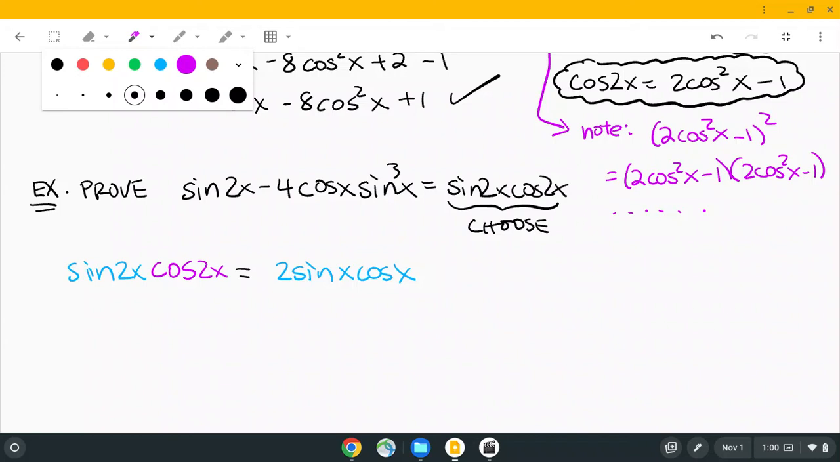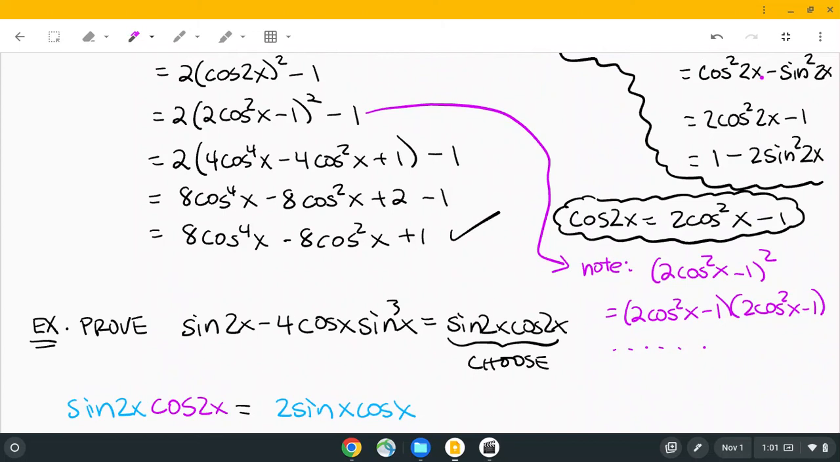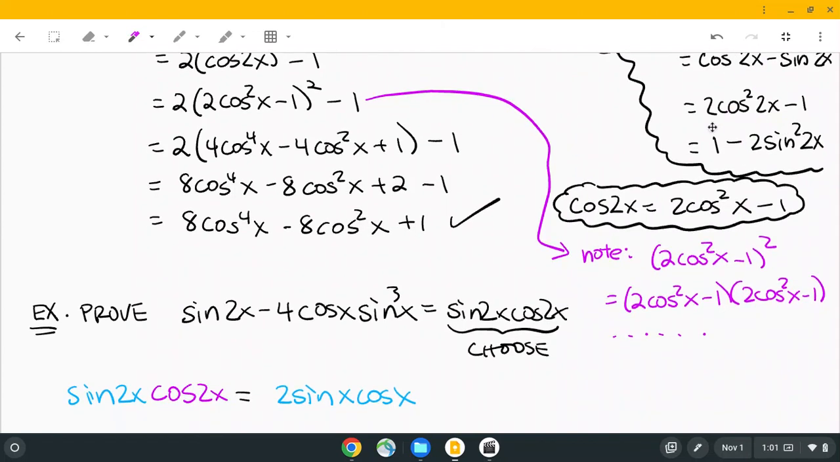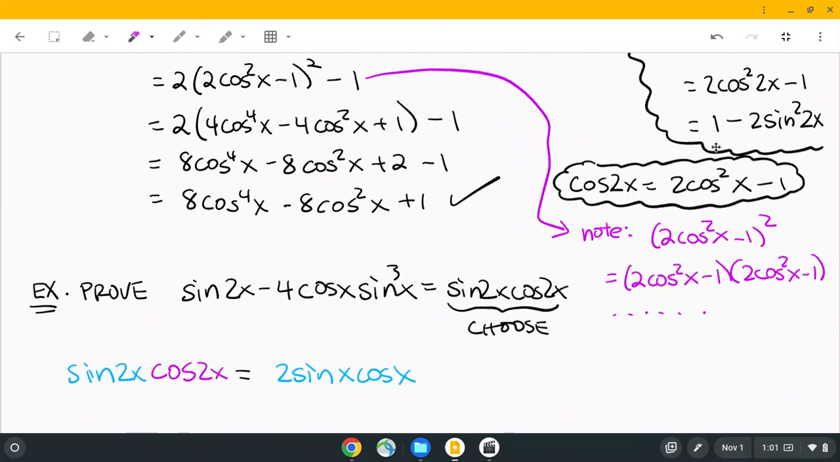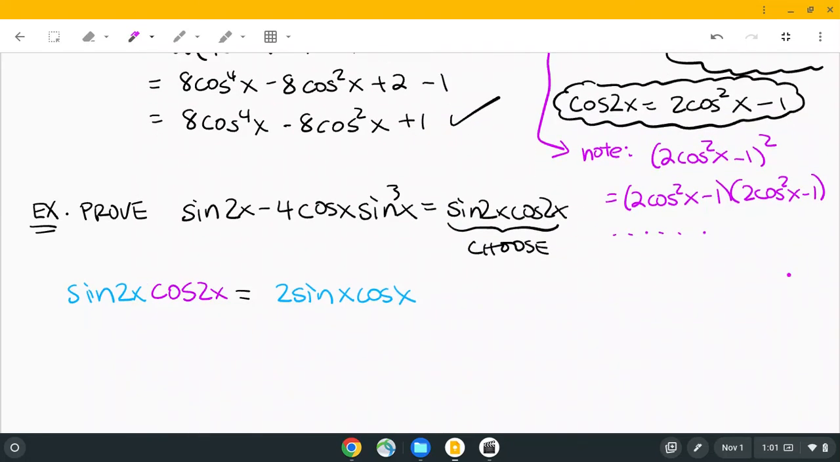The cosine 2x, well, let's see. I have a sine, I have a cosine. It looks like I need more sines. I don't need any more cosines. So I'm not going to choose the one that has cosines. I'll choose the bottom one, 1 minus 2 sine. So I'm doing this part here. Cosine double angle is 1 minus 2 sine squared x.